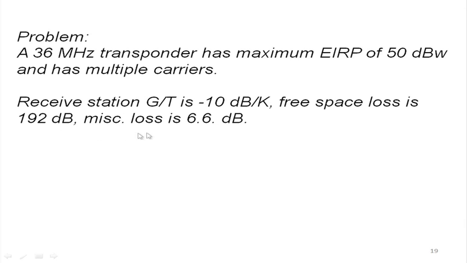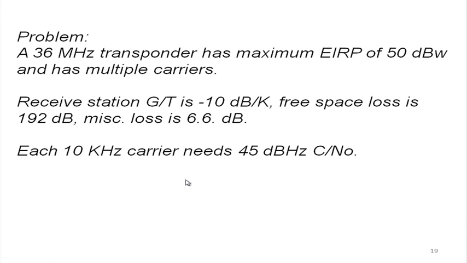Then there is miscellaneous loss of 6.6 dB. You can see the miscellaneous loss is larger, so most probably it is a portable or mobile scenario of the station, because in that case pointing loss and many other losses will come into the picture. Miscellaneous loss is larger. Anyway, forget about that. Let's go back to our calculation.